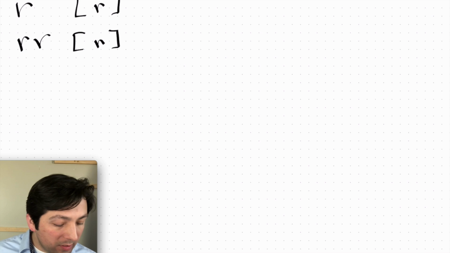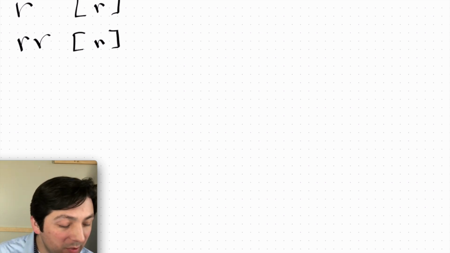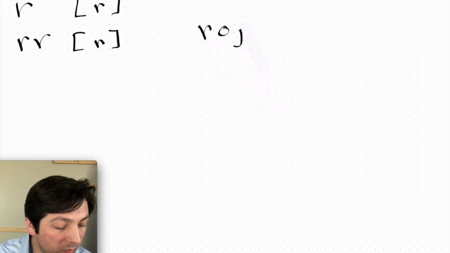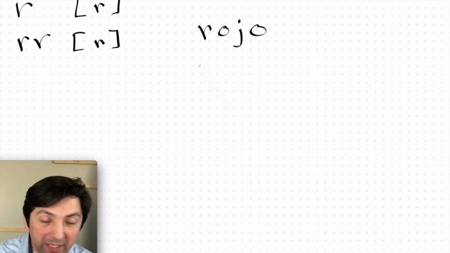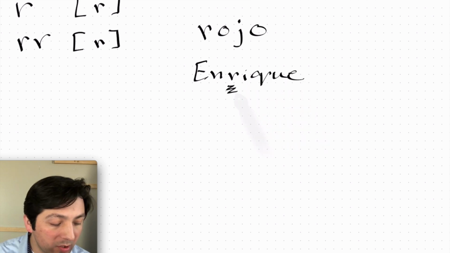Let me erase these, and I was going to use those as examples for something else. Well, okay, let me do the following. So we have rojo, right? I said that was a trill. But after a nasal, it's also going to be a trill. So let's say Enrique. Right? This is going to be a trill.